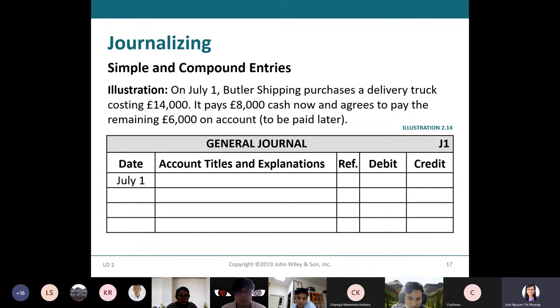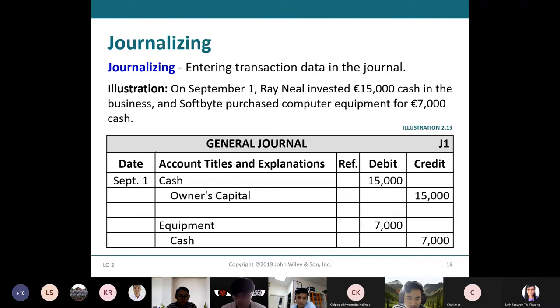Ma'am, question, ma'am. Yes, sure. In this one, why is it cash and not expense? Because you buy the computer equipment for 7,000 cash. It says here, purchase computer equipment for 7,000 cash. It means you pay money, right? You pay cash to buy the equipment, so you have equipment. So assets increase, we debit 7,000. And when we pay money, cash decreases, so we credit 7,000 cash.